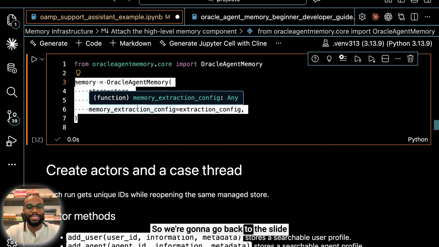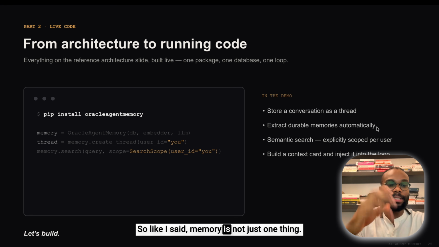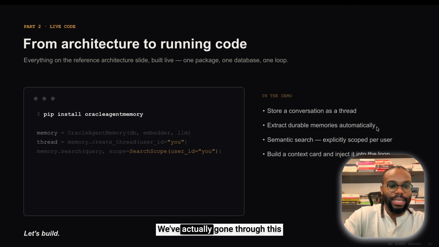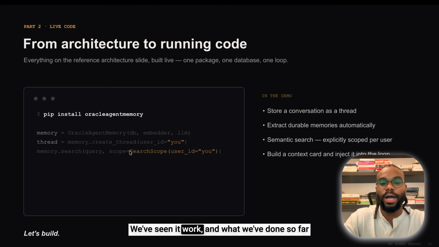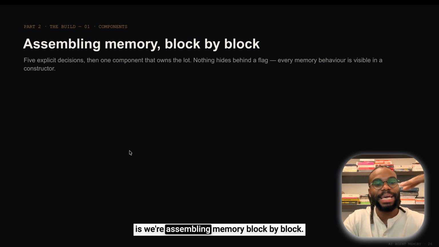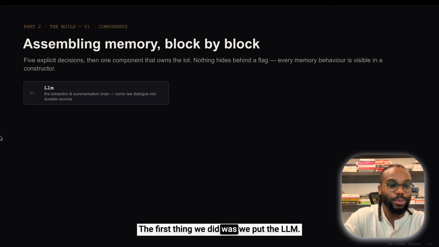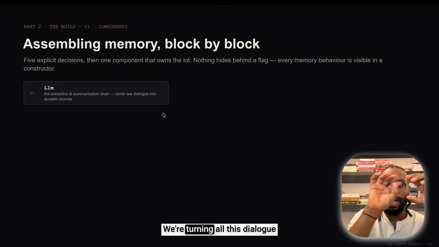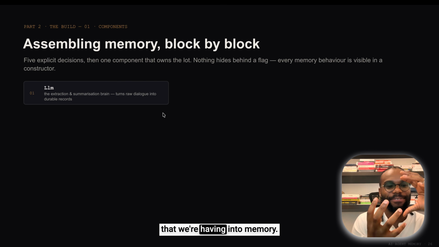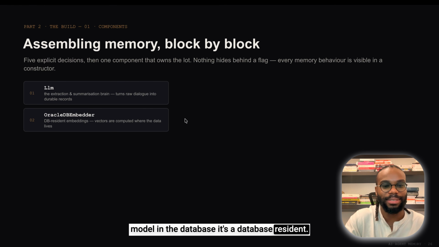So we're going to go back to the slide because we need to actually just go through what we've just built. So like I said, memory is not just one thing. We've actually gone through this pip install Oracle agent memory. We've seen it work. And what we've done so far is we're assembling memory block by block. The first thing we did was we put the LLM, like the summarization and the extraction brain. We're turning all this dialogue that we're having into memory. The next thing we did is we got this embedding model in the database. It's database resident. It's in the database.